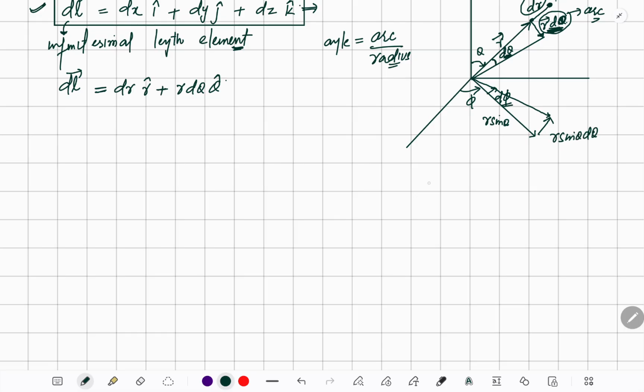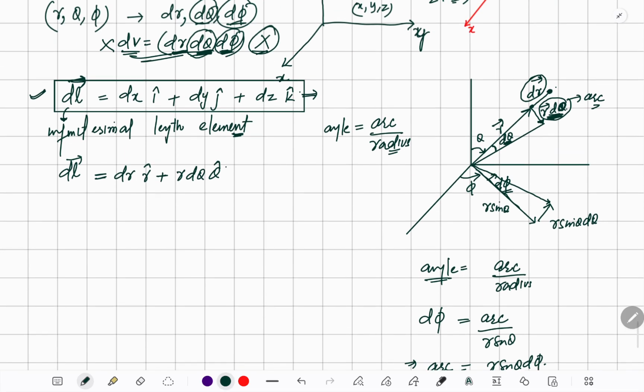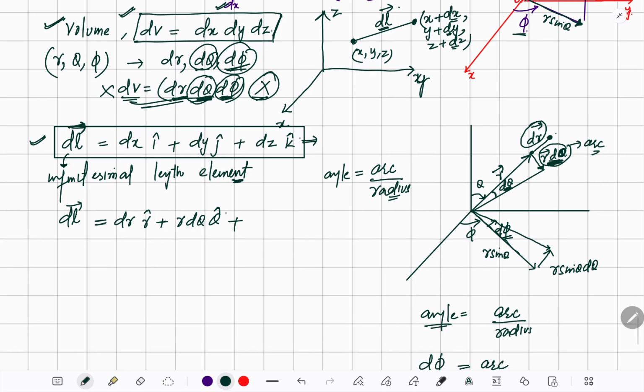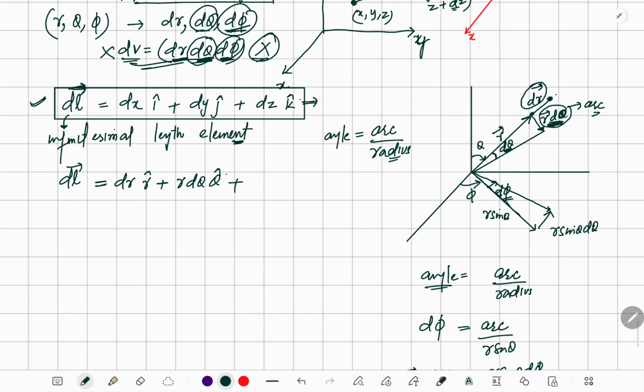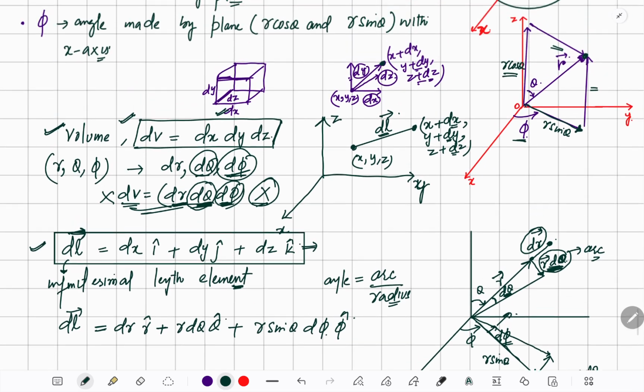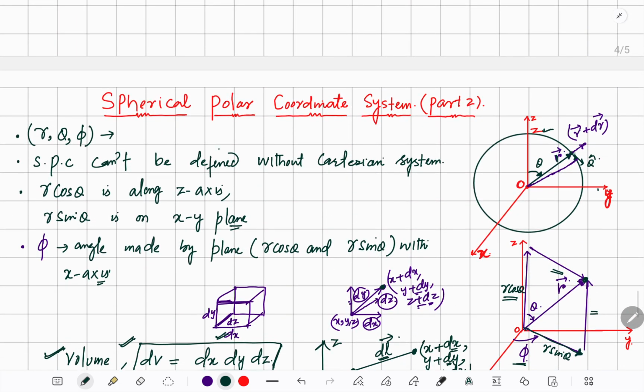Again, angle is equal to arc divided by radius. So the radius is r sine theta, the angle is d phi, the arc we don't know, we have to find it, divided by radius r sine theta. Which implies the arc is r sine theta d phi. So in place of d phi we actually move d phi, but in terms of distance we moved r sine theta d phi in phi cap direction. So basically this is the backward phi cap direction.